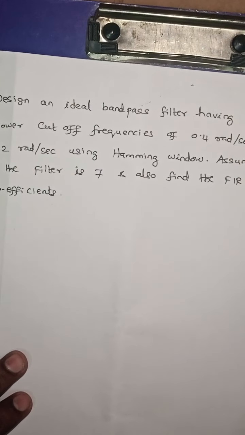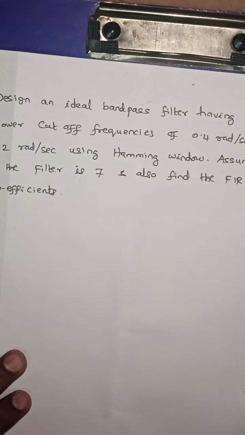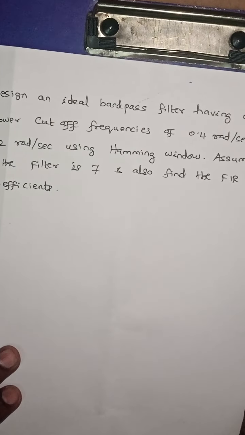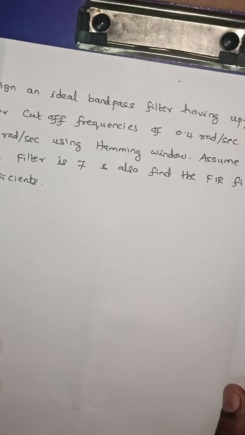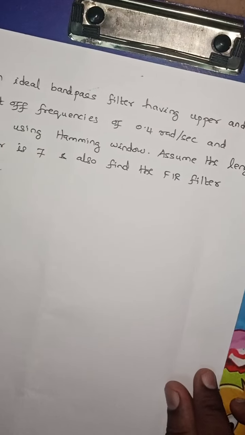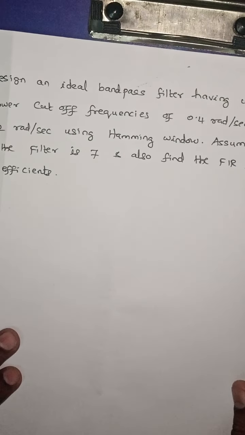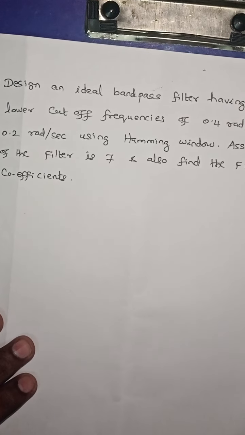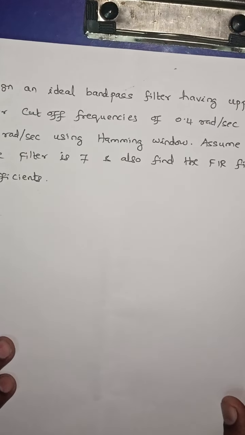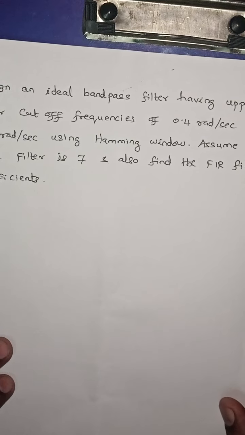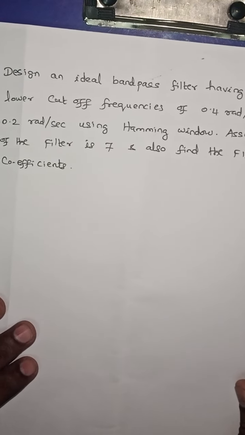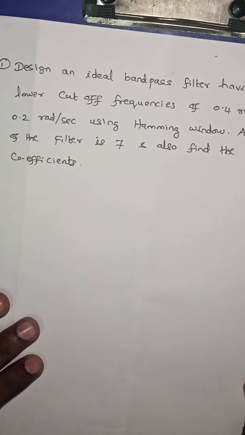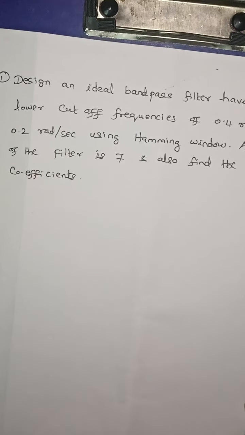Now let's see one example. I'll read the problem now. Design an ideal band pass filter having lower and upper cutoff frequencies of 0.2 radian per second and 0.4 radian per second. Assume the length of the filter is 7, and also find the filter coefficients. Okay, this is the problem given.